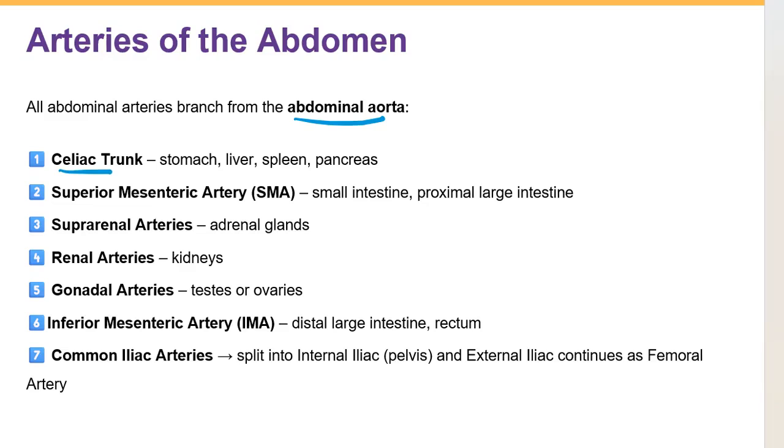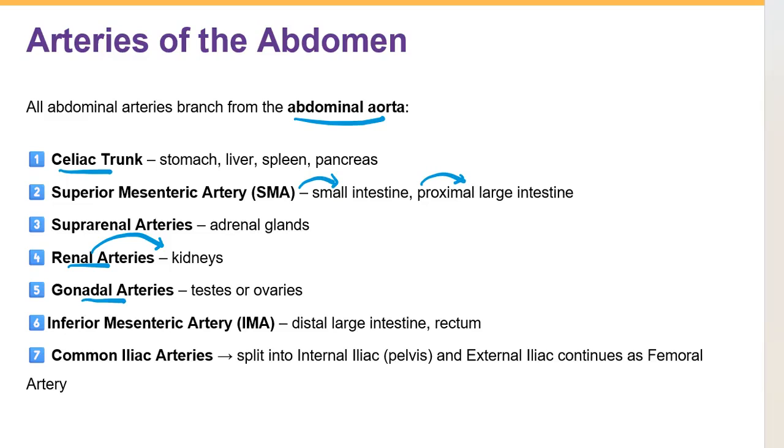And then we have the superior mesenteric artery, which supplies blood to the small intestine and also the proximal part of the large intestine. We have the suprarenal arteries, supplying the adrenal gland, or suprarenal gland, the endocrine gland just on top of the kidneys. Then we have the renal arteries. The name of this artery is descriptive. Renal means kidney, and the renal arteries supply the kidneys, right side and left side.